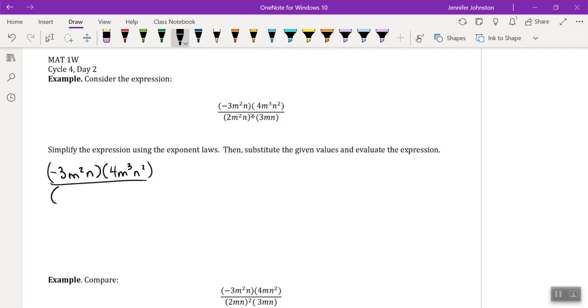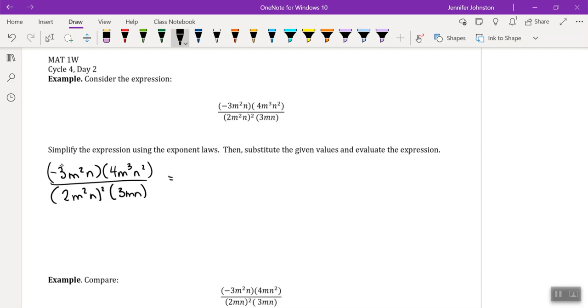Oh, I can see that the bottom is being squared. The 2m squared n is being squared. That means that there's going to be 2 of those. All right, let's figure out the numerator first, then put the denominator together. Okay, so our numerator, I don't see any squares on the outsides of the brackets, so that means nothing is being times twice. But it looks like these brackets can drop and this all be multiplied here.